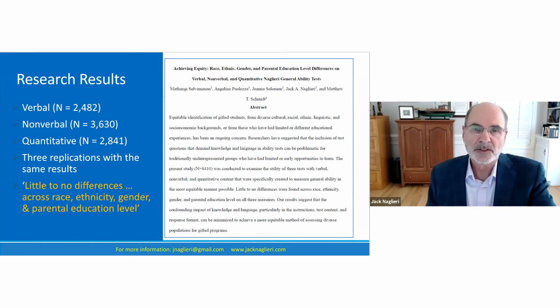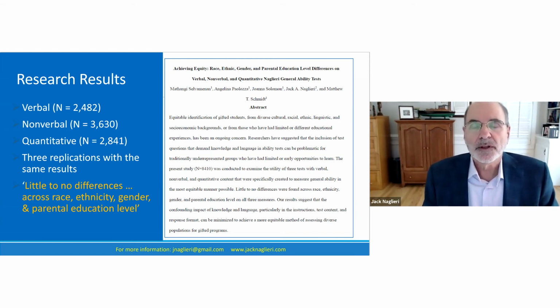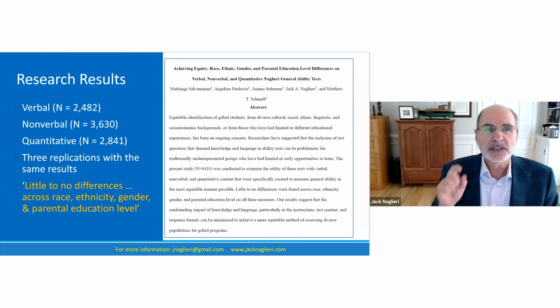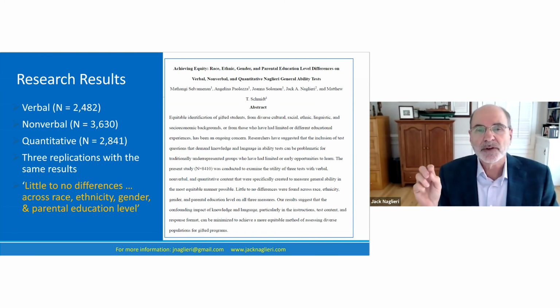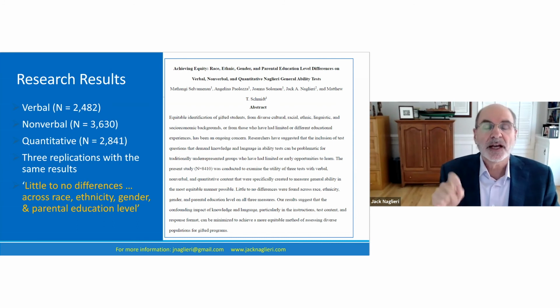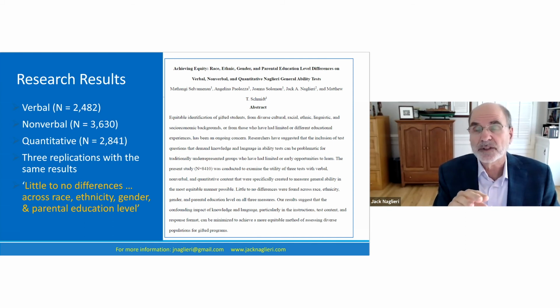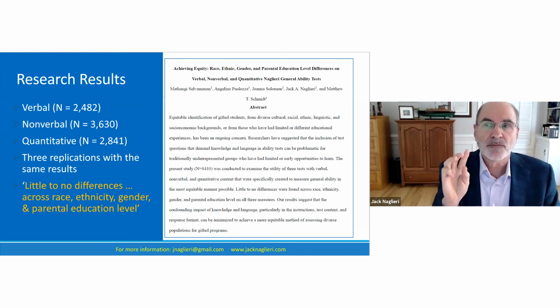And this study is actually 3 studies in one. So we have replication. So the replication is important. So what we did here is we tested 3 groups of people from kindergartners to 12th graders with a verbal test, another group of people with a nonverbal test and a quantitative. So about 2,500 kids got the verbal, about 3,600 got the nonverbal, and about 2,800 got the quantitative. So 3 different samples. That means we're replicating our study 3 times.